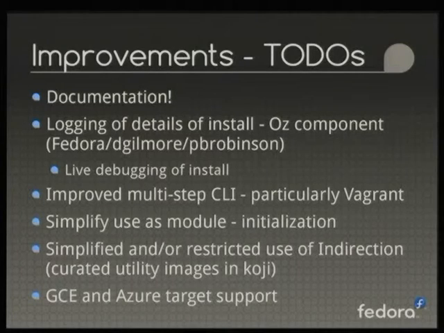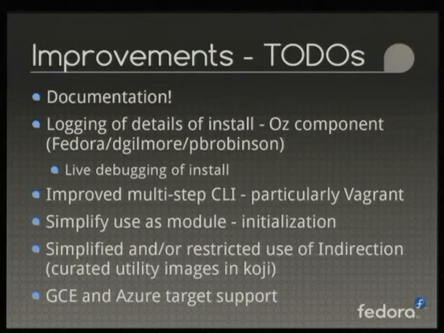This, again, is something we tried to get away from in the original architecture for Oz, where we actually did the customization on a fully-fledged system. For historical reasons, we tend to do a lot of that inside of kickstart files at Red Hat, so we'd like to improve that logging and maybe even do some live debugging. If an install goes wrong, we'd like to be able to live debug it.